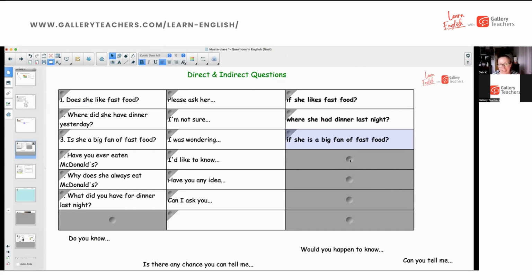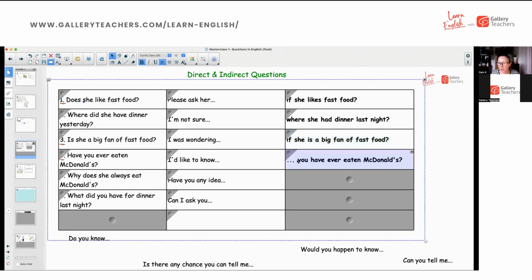Okay, have you ever eaten McDonald's? I'd like to know if you have ever eaten, right? Number 6. Okay, Monica is saying, "if you have never eaten." Is this just a typo? Did you mean "never," or did you mean "if you have ever"? If you have ever eaten McDonald's, that's it. And come on, two more.